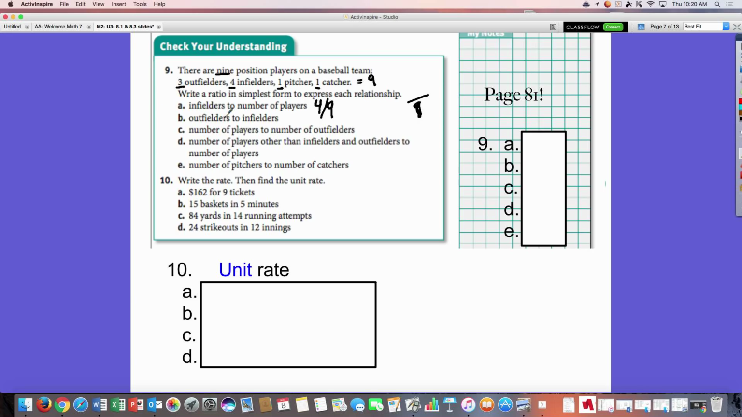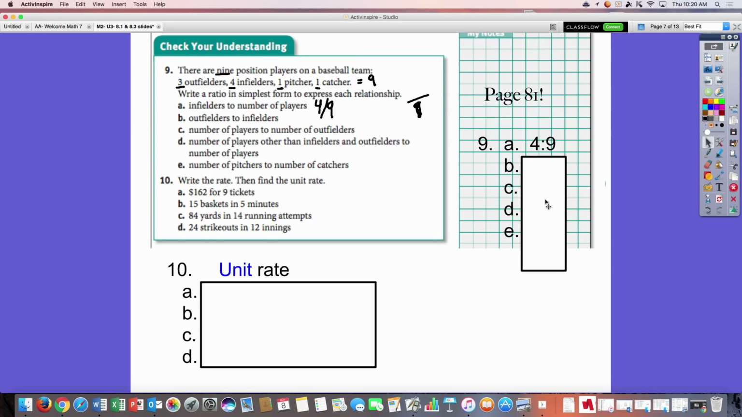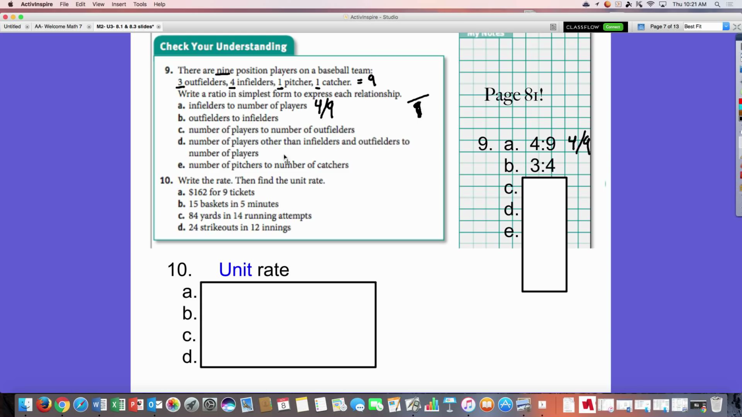Go ahead and complete these. When I yell shoe, press pause, complete these, then come back. Shoe! Welcome back. Here we go. We did the first one for you, 4 to 9. Could I have written that as a fraction like this? 4 to 9? You betcha. B, 3 to 4, right? Number of outfielders to infielders. There's 3 outfielders, 4 infielders. So I'm just putting them in order the way they say. Number of players to number of outfielders, well, 3 to 1.